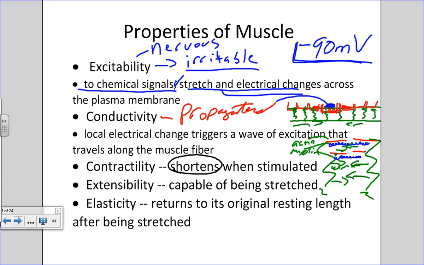And muscle cells are extensible and elastic as well. These are capable of being stretched, which is important because you have to remember, let's say here's a bone. Let's say here's your humerus, and then we'll say these are the bones of your forearm. And we'll say this is your bicep muscle. Now remember that the tendinous attachments are going to cross the joints, and there's going to be a muscle on the opposite side as well, your tricep muscle.